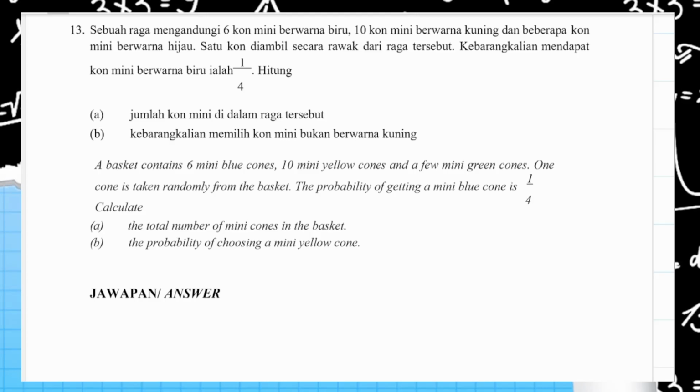Read the question. A basket contains 6 mini blue cones, 10 yellow cones and a few green cones. One cone is taken randomly from the basket. The probability of getting a mini blue cone is 1/4. So if we make a tree diagram, we break it into blue, yellow, and green. The probability of getting blue is already given as 1/4.